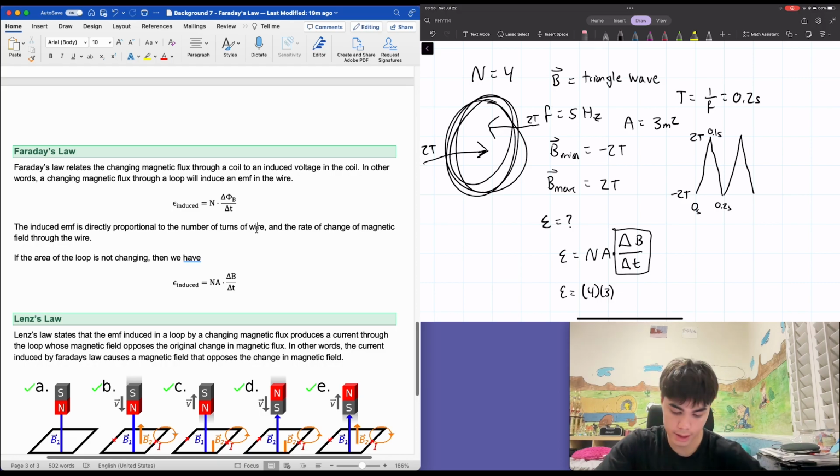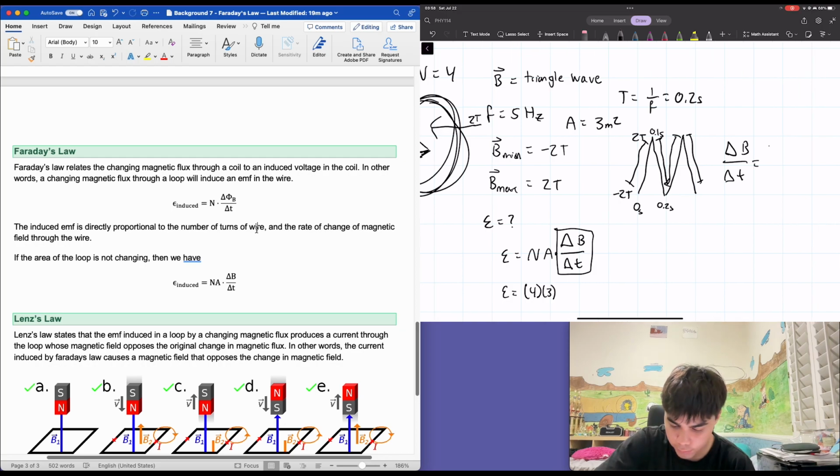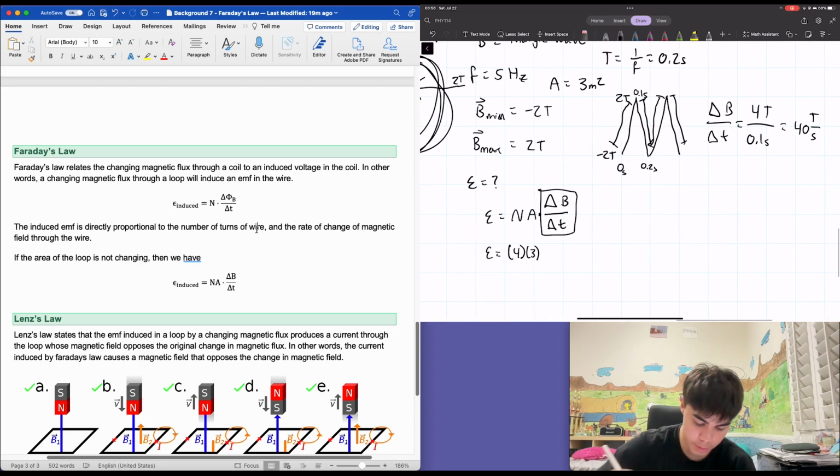Using this, we can find that during the changing magnetic field from here to here, and from here to here, and so on, all of these slopes, the change in magnetic field over change in time, will be 4 Teslas, because it goes from -2 to 2, and that happens in 0.1 seconds, meaning 40 Teslas per second is our delta B over delta T. And then this comes out to 360 volts.